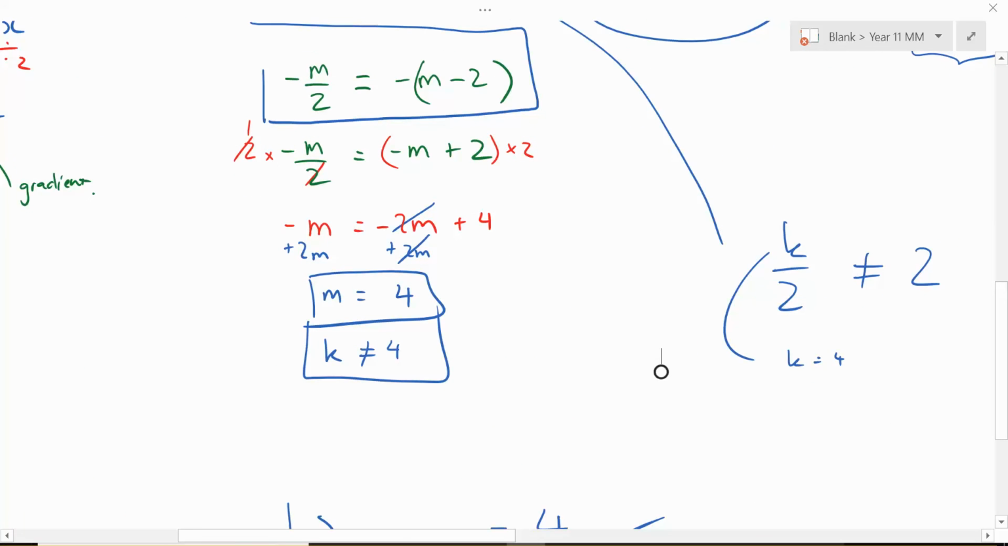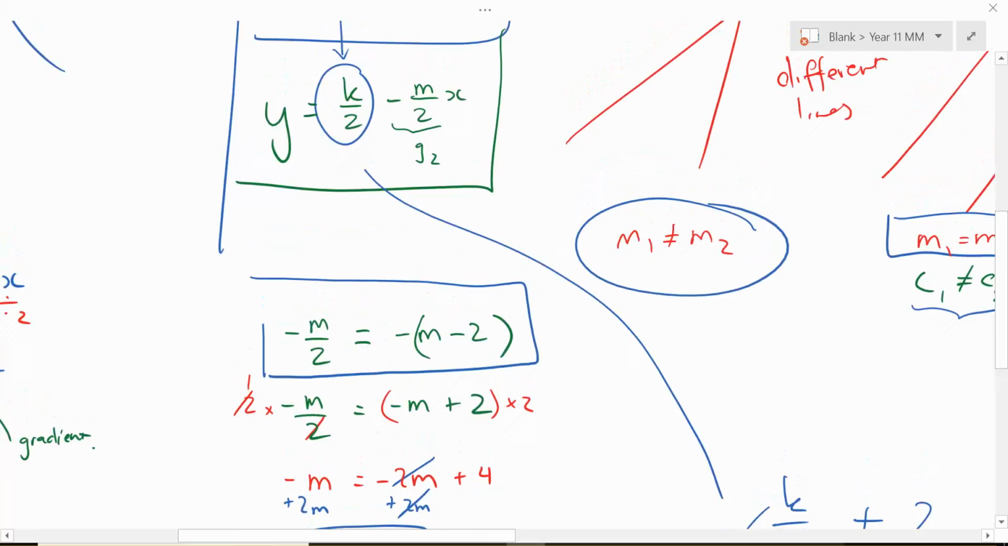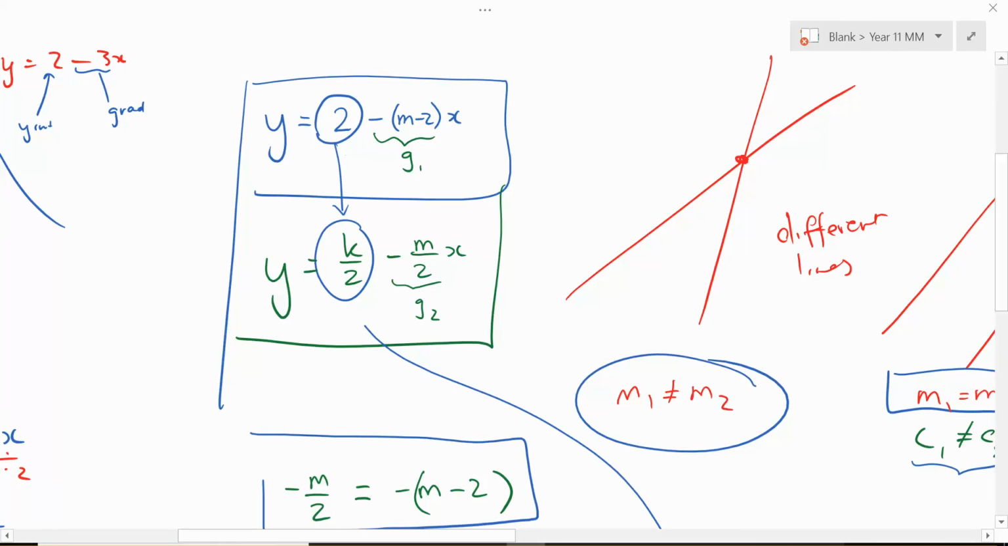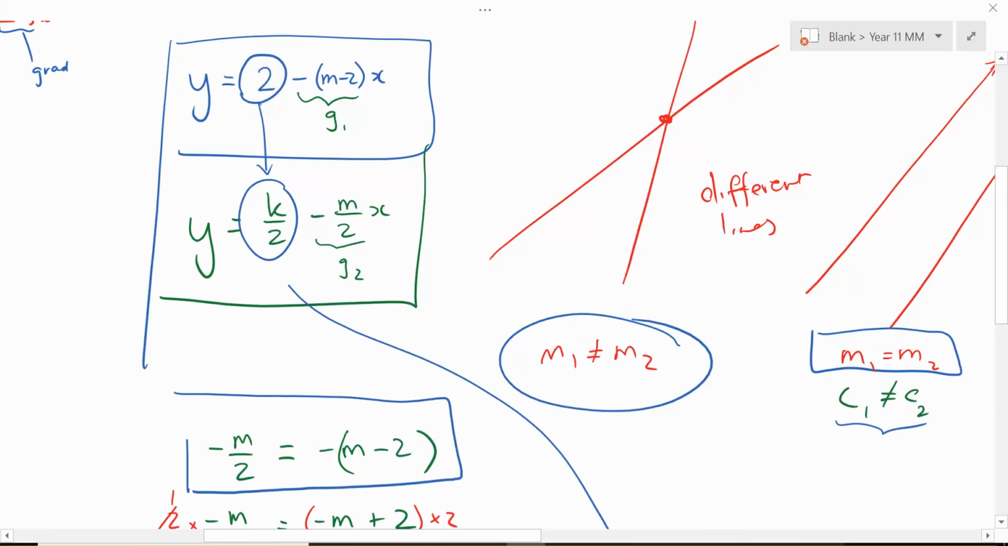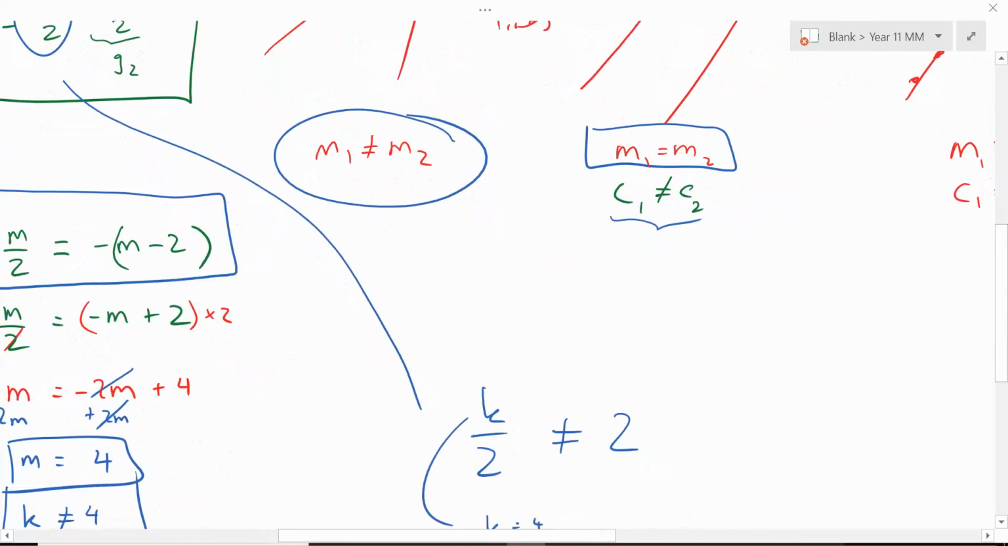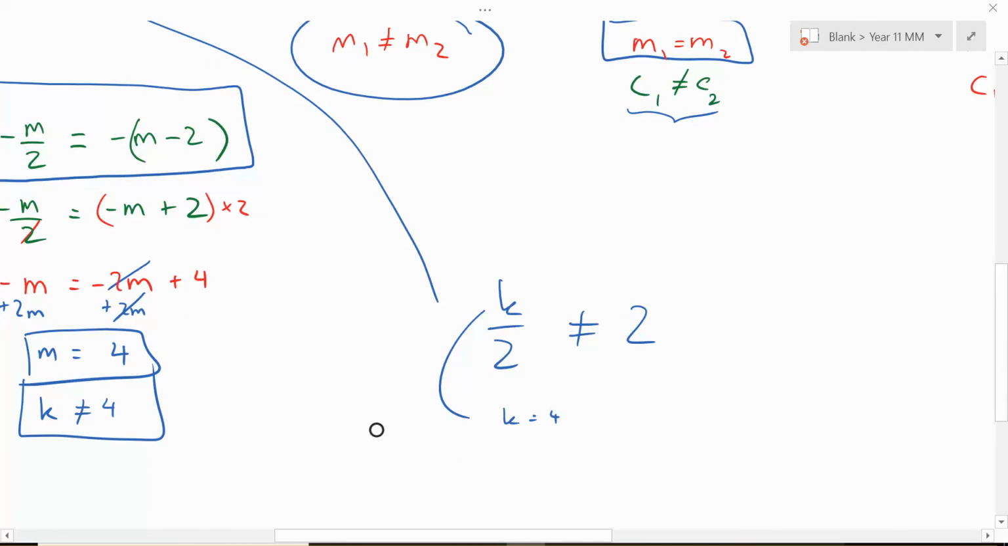In the next step I said, okay, now if m equals 4, they have the same gradients. Now to make sure that they have different intercepts, I showed you here. I said, this is the y-intercept, this is the y-intercept. No, they're not different yet, because it depends on what k is. So I did it over here. I said, if k over 2 needs to equal 2, I literally asked, what would k have to be to make these two the same? So that's why when k equals 4, these two are the same. But I don't want them to be the same. No, I'm just saying, so when k is 4, because your job is to find out m and k.